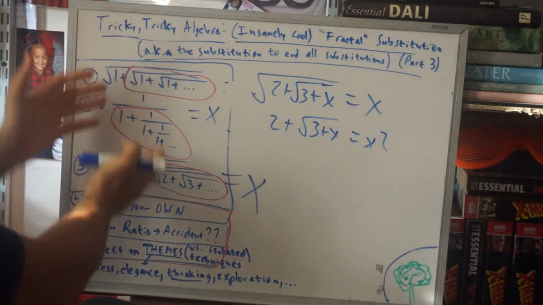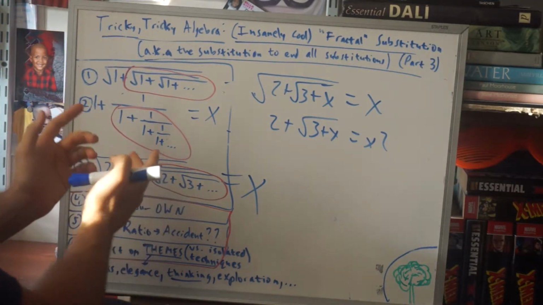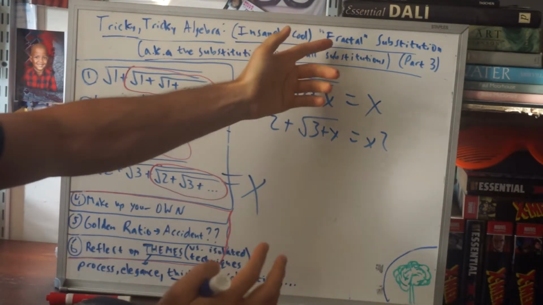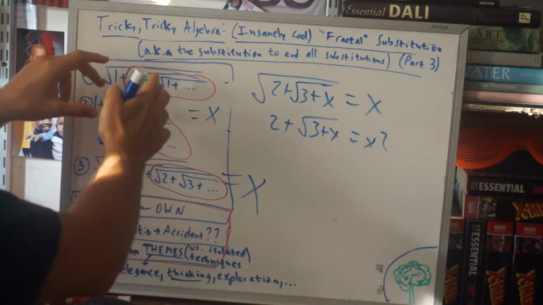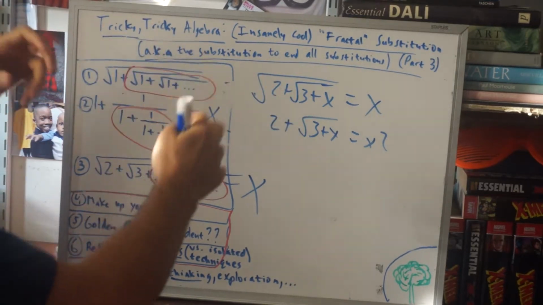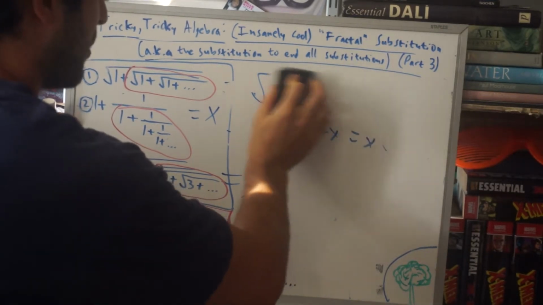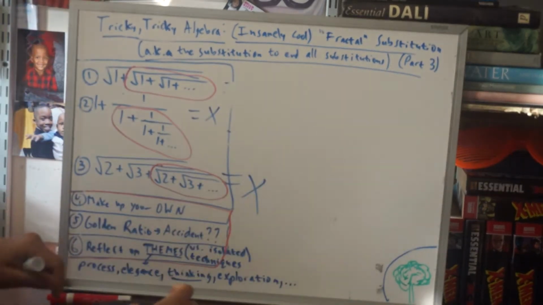So if you see this infinite mess of a problem, there's nice ways of solving this. This is not an official term, but I like to call it the fractal substitution, because it's taking this infinite thing in a fractal inspired way and substituting it. All right, so I'm going to wrap that meat portion of the video up.